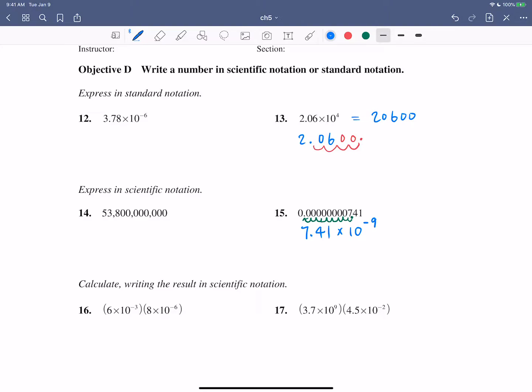So there is a little trick that you can use. The little trick requires you to count the number of zeros in the original number, including the 0 in front of the decimal point. If you count these zeros right here, you will see that there are exactly 9 zeros, and that is the value that you're going to put on the top of your 10.